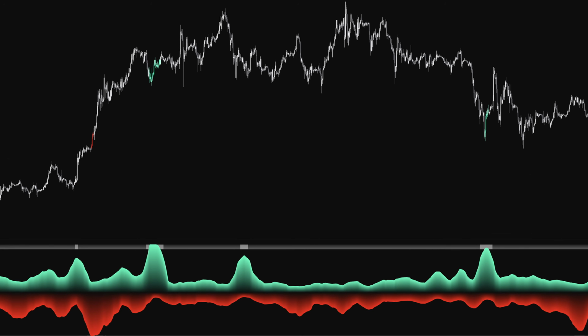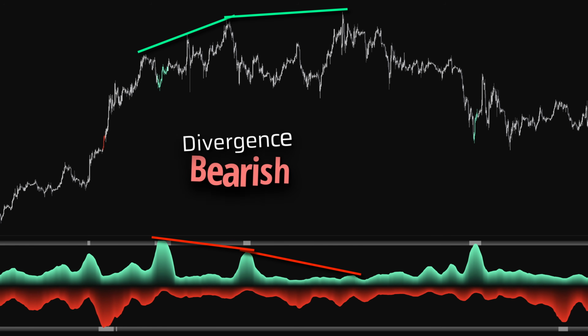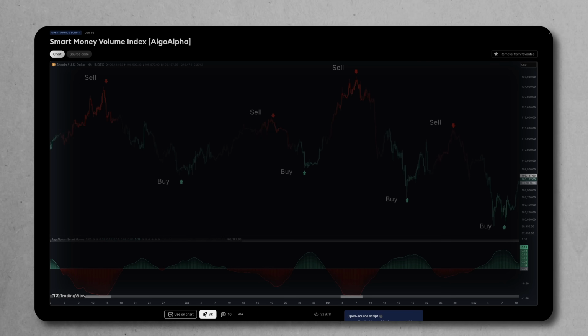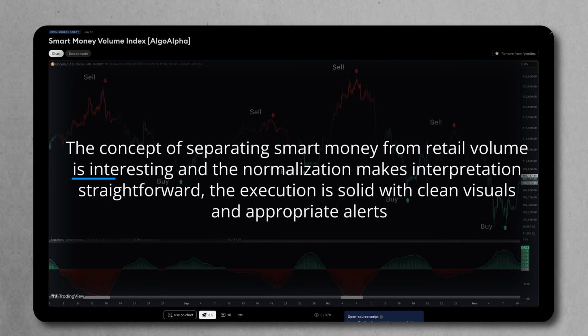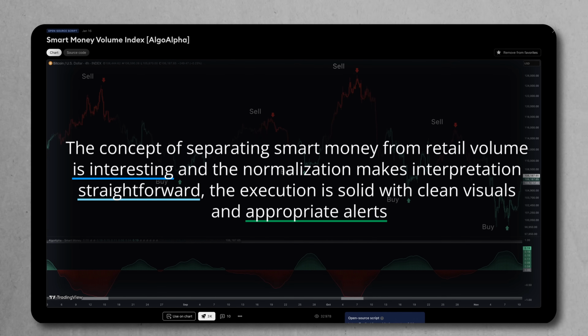You can also use divergences. If price makes new highs but the smart money index is declining, it suggests institutions are distributing into retail buying, which is bearish. The concept of separating smart money from retail volume is interesting, and the normalization makes interpretation straightforward.